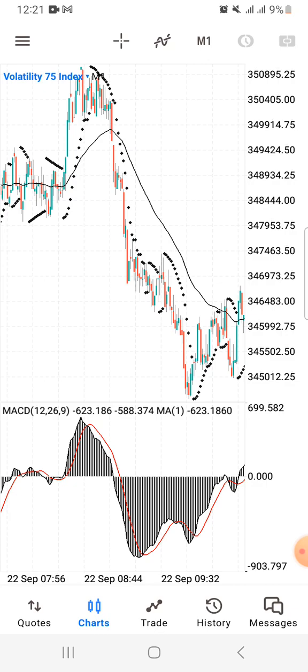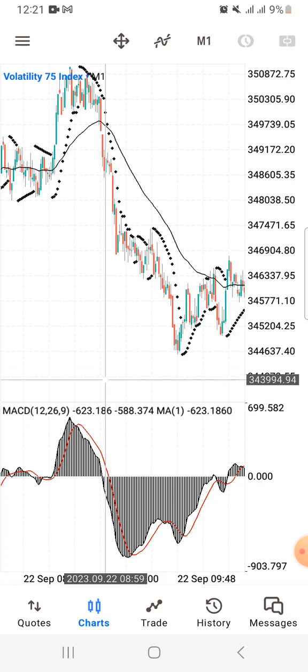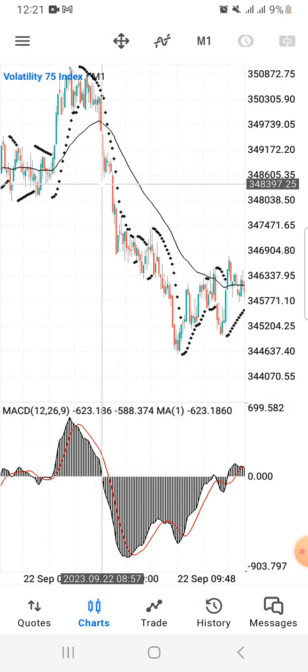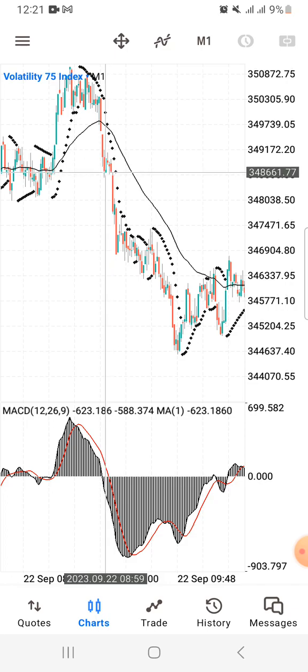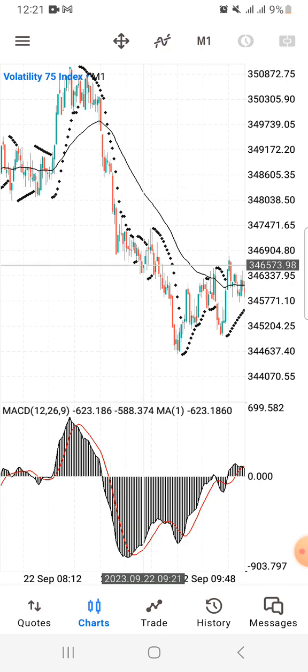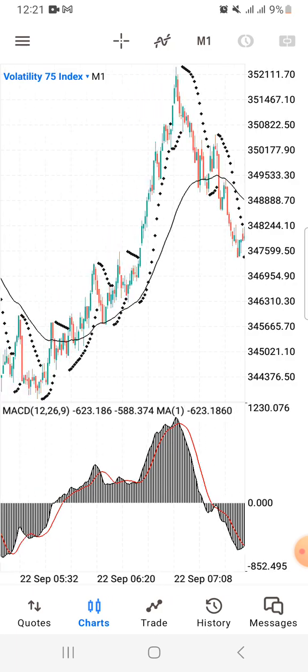So this is another example. MACD crossed the zero line going down, and price was below the 50 EMA and below the parabolic SAR, you take your sell. Whenever you take your sell or buy, you see it goes in that direction. It's only on a few occasions that it goes against you. So this strategy is 90% accurate. You can backtest it and see for yourself.